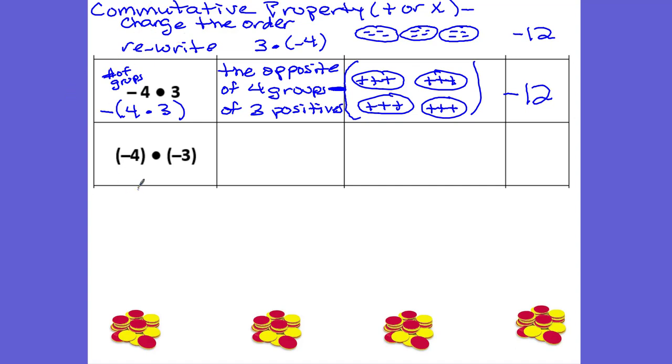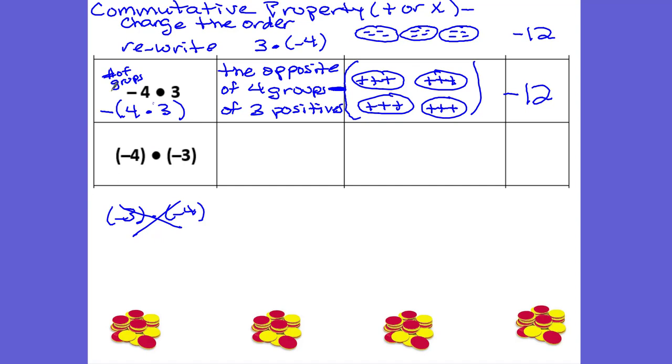Okay, let's look at our last example. Negative 4 times negative 3. So this means negative 4 groups of negative 3. But again, we can't have negative groups. So could we rewrite this, use the commutative property and rewrite this as negative 3 times negative 4? No, because you're still going to have negative groups, and you can't have that.